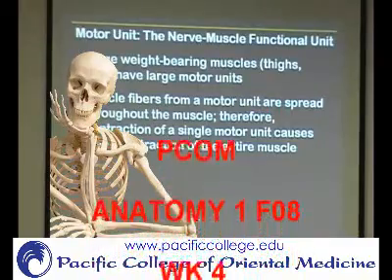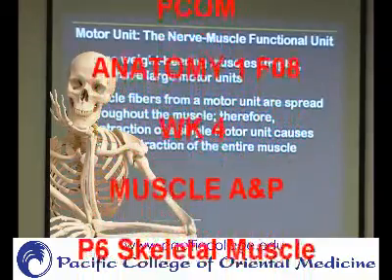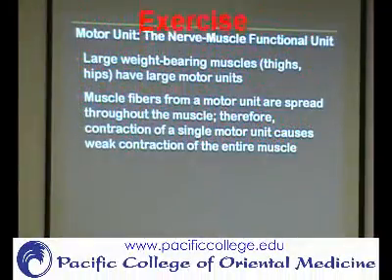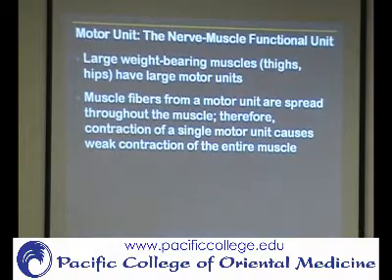So then one motor unit is going to contract, have a weak contraction through that entire muscle fiber. But if you have a lot of motor units, you're going to have to use a lot of those nerve impulses to get the whole muscle to contract all together.